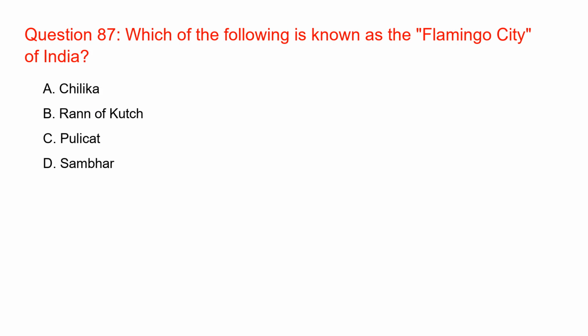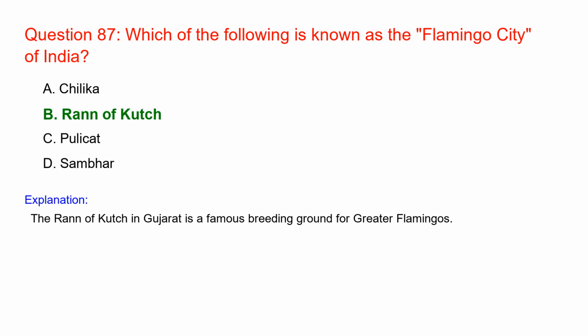Which of the following is known as the Flamingo City of India? Rann of Kutch. The Rann of Kutch in Gujarat is a famous breeding ground for greater flamingos.